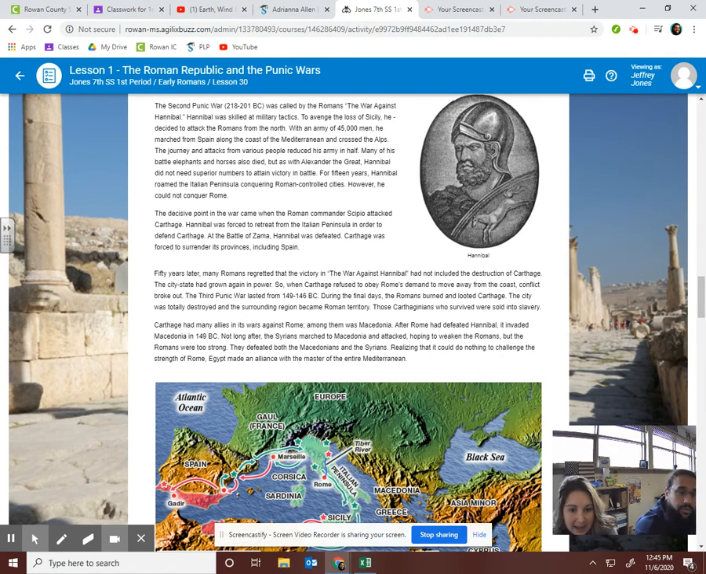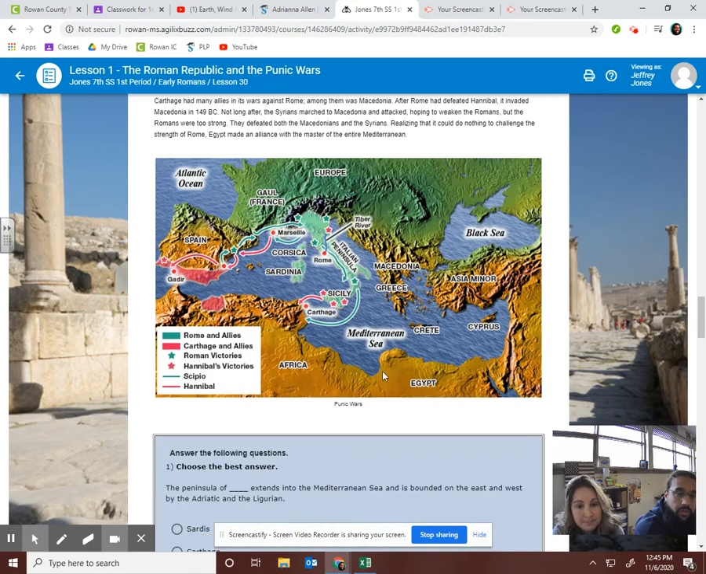Carthage had many allies in its war against Rome. Among them was Macedonia. After Rome had defeated Hannibal, it invaded Macedonia in 149 BC. Not long after, the Syrians marched to Macedonia and attacked, hoping to weaken the Romans. But the Romans were too strong. They defeated both the Macedonians and the Syrians. Realizing that it could do nothing to challenge the strength of Rome, Egypt made an alliance with the master of the entire Mediterranean.